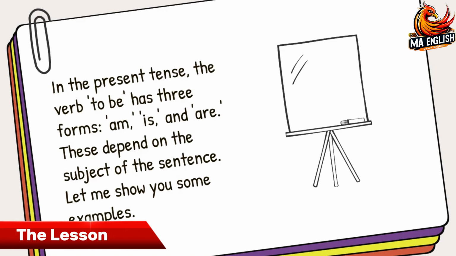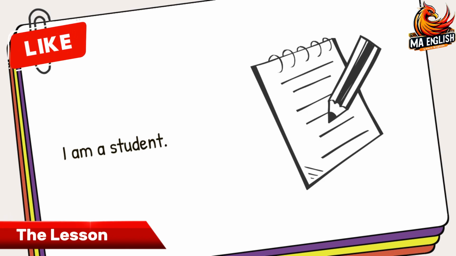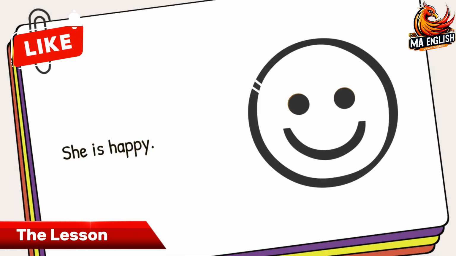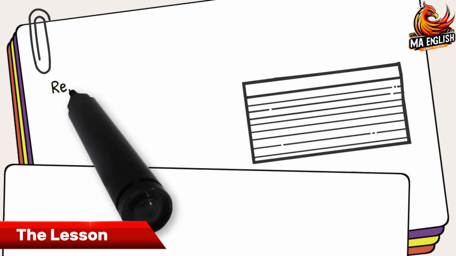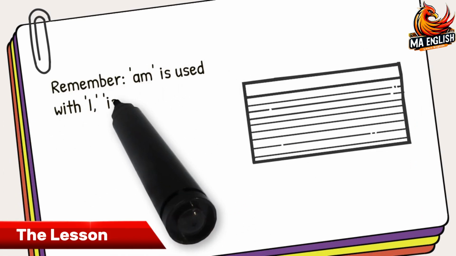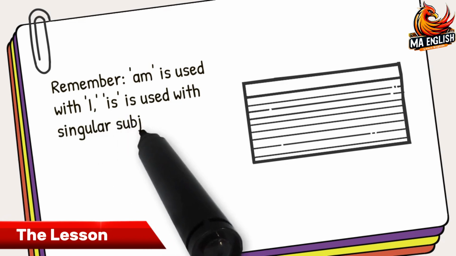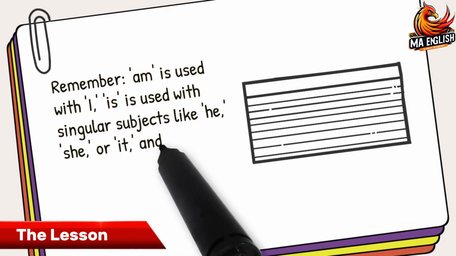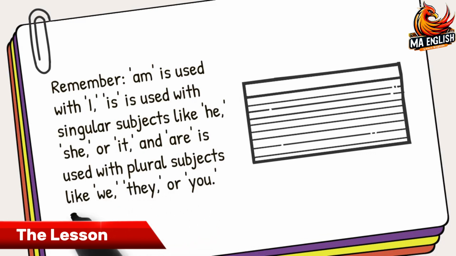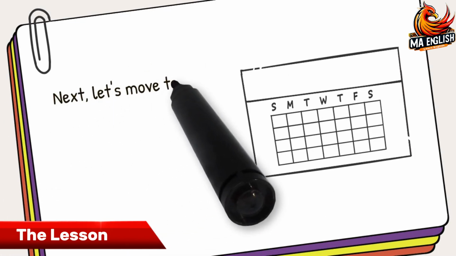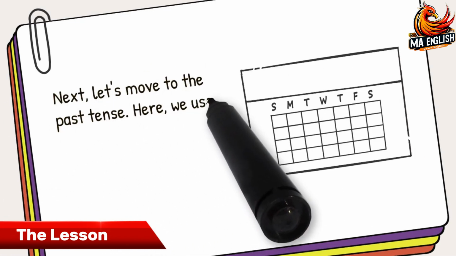Let me show you some examples. I am a student. She is happy. They are friends. Remember, am is used with I, is used with singular subjects like he, she, or it, and are is used with plural subjects like we, they, or you. Got it? Next, let's move to the past tense.